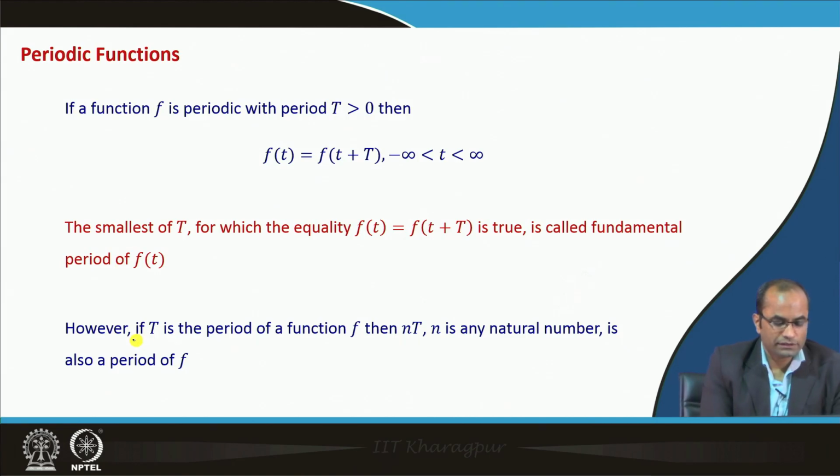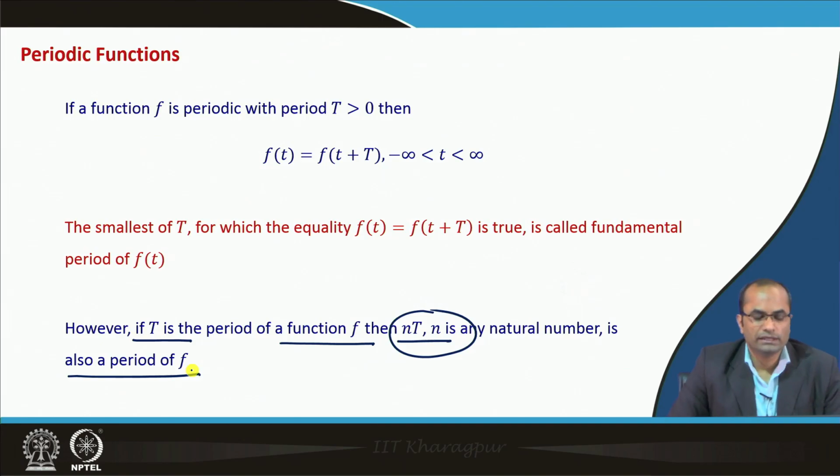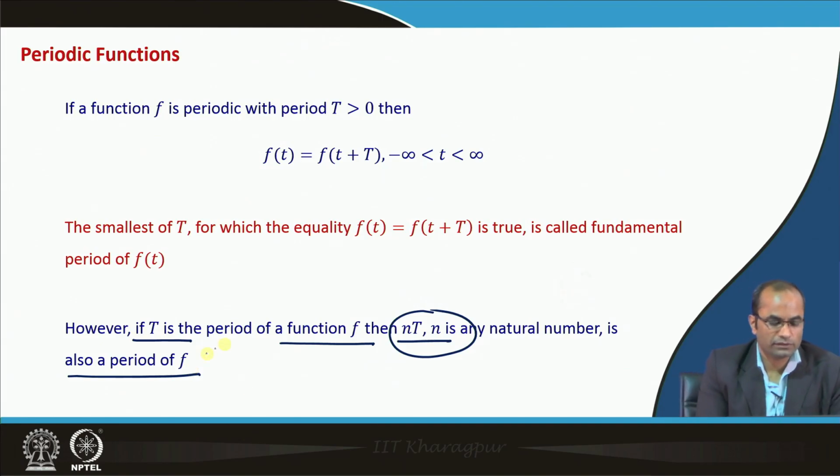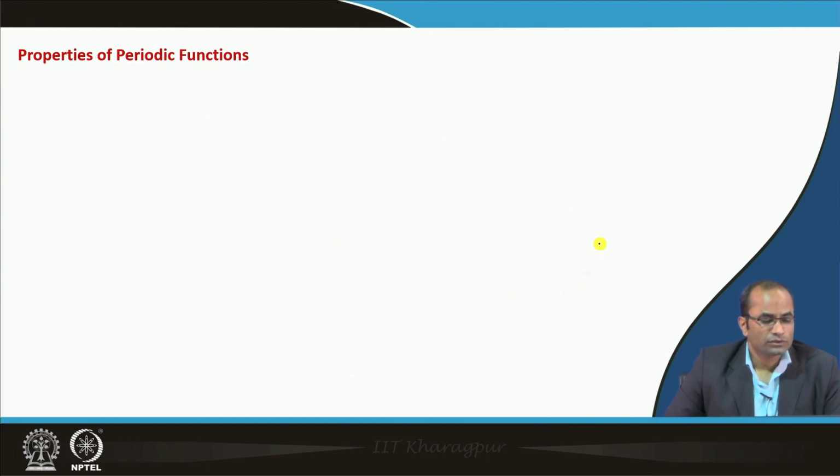So, if t is the period of the function f, then n t, which I have just discussed, for any natural number n, is also a period of f. As a whole, we are talking about the smallest such t for which this equality is true, and this is called the fundamental period. There are some interesting properties of periodic functions, some of which I will list here.